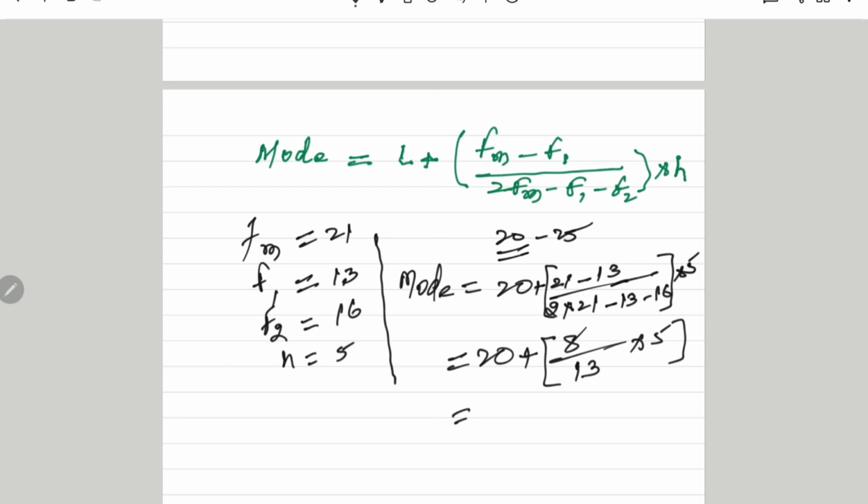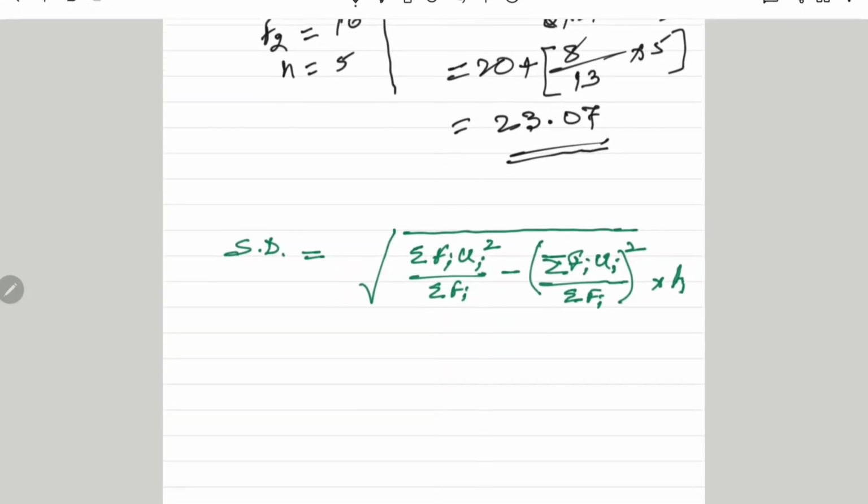Performing this again by calculator, we get that value as 23.07. Check the calculation by yourself. Don't write it as it is. Perform that calculation: 20 plus, in bracket, 8 by 13 into 5. And if you perform it, we get that value as 23.07. This is the second value, mode.